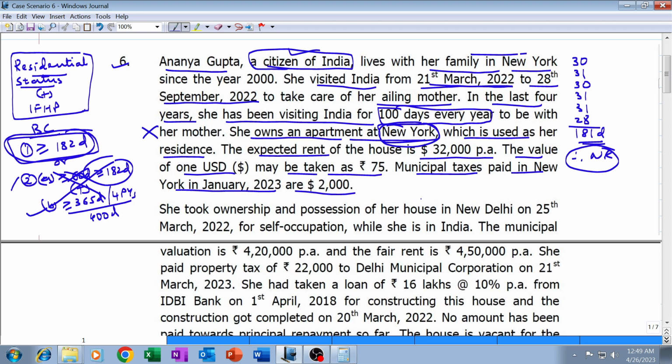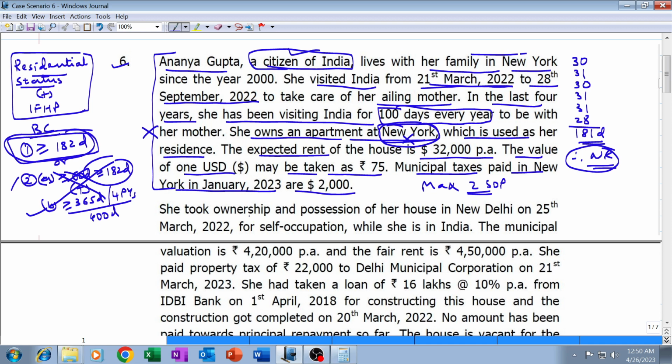We know pretty well that maximum 2 properties can be considered as self-occupied property, but for the purpose of calculating maximum 2 properties as self-occupied, this property will not be taken into account because it is located outside India and she is non-resident. Okay, so this was the story with regards to the details given with regards to her residential status and her property in New York. 2 pieces of information are given in the first para.